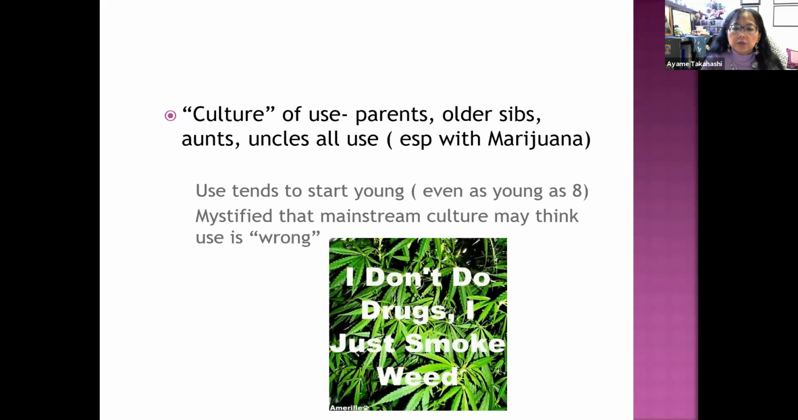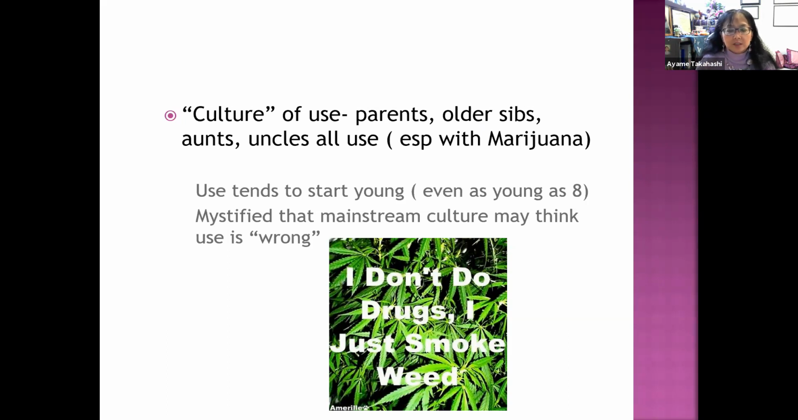Then there's also another subtype where there's the culture of use in the family. You see this especially with marijuana, but I think you also see it a lot with alcohol use. It's always around. The use tends to start young, even as young as age 8. And I've seen some kids in rehab that were mystified that mainstream culture thought the use was wrong because it was just around all the time.